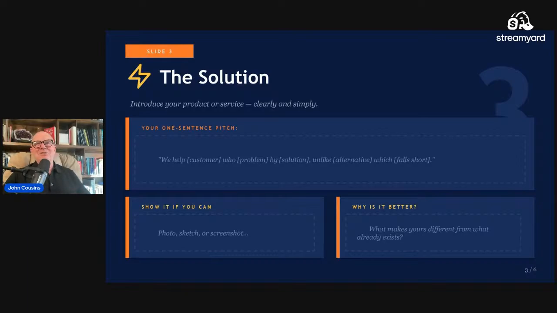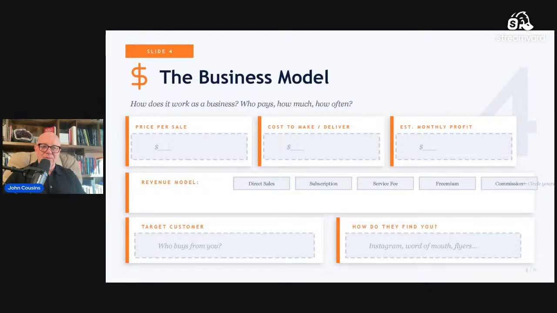And so here's the solution. Here's where you put the solution. You introduce your product or service, right? Clearly and simply. We help people, whatever the customer is, who have this problem, by this solution that's unlike the alternatives in the past, and why those alternatives fall short. And then show it if you can. Have a photo, a sketch, a screenshot. That could be another slide, or it could be in this slide too. And why yours is better. It's cheaper, faster, less painful, whatever it is.